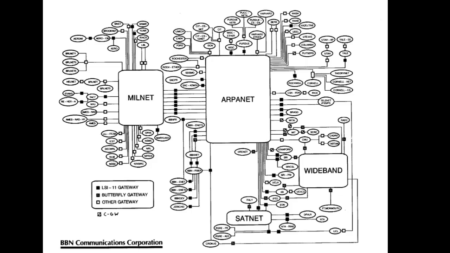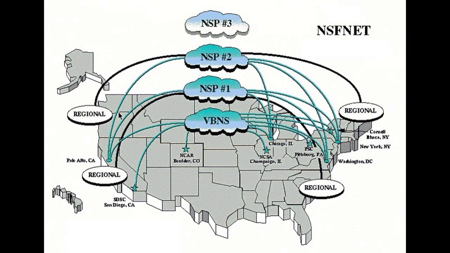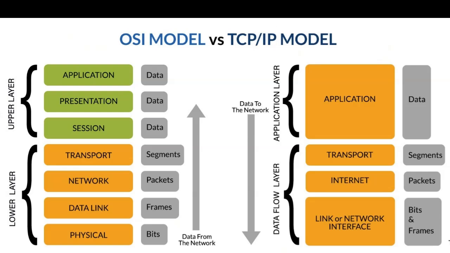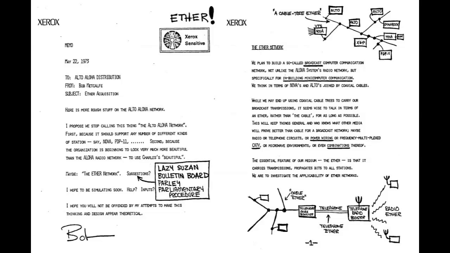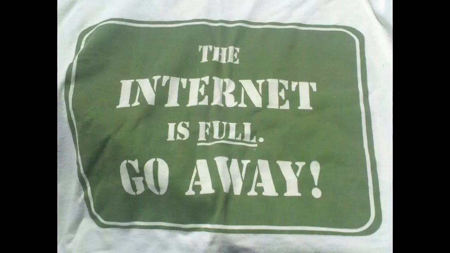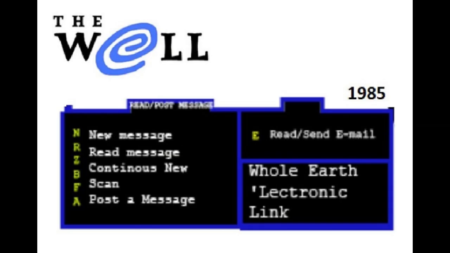HTML, hypertext markup language, for creating the documents with text, links, images. URLs, uniform resource locators, for giving every resource a unique address. And HTTP, hypertext transfer protocol, for fetching those resources across the network. HTML, URL, HTTP, the foundations. And graphical browsers made it usable for non-techies.